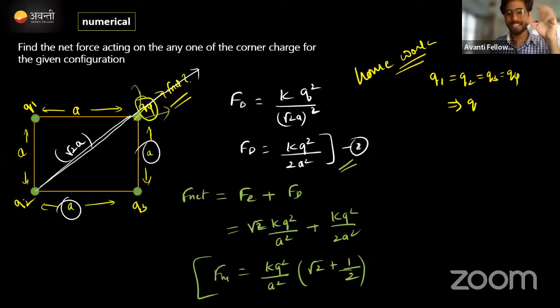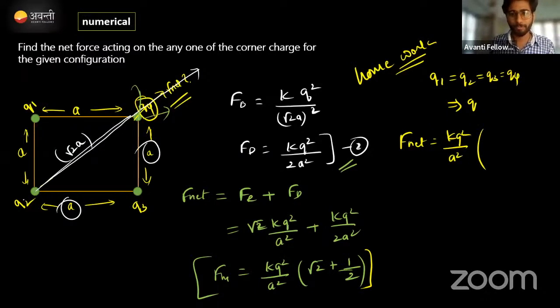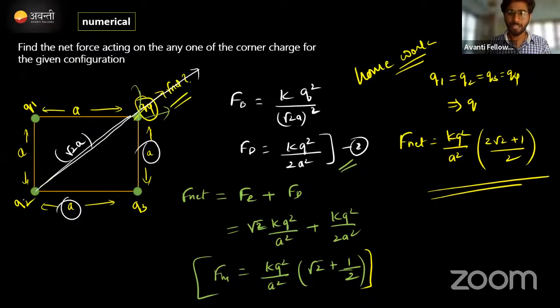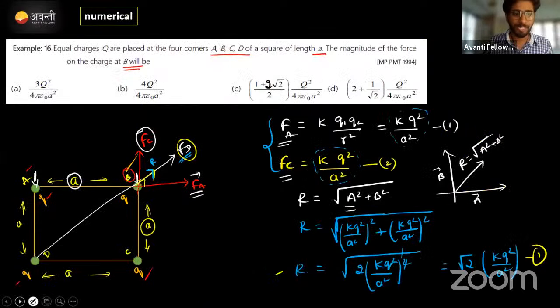Actually, this is the right answer. Up to this much who solved, this is also the right answer. But one more answer, actually, they took 2 as a common, means base as a common here, and solved the denominator. We need to solve one more step here. Then F net will come out to be k q square upon a square. Here, if you multiply these two, you will get 2 root 2 plus 1 divided by 2. Look at here, 2 root 2 plus 1 by 2 will become. Now check it. You will get an answer, option C.